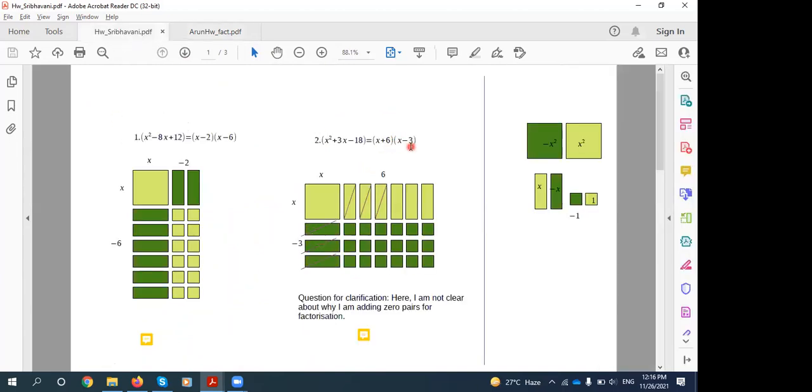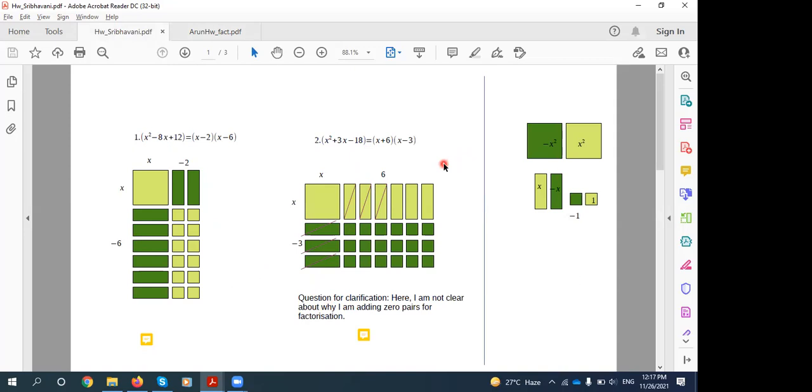But if one of them is positive and one of them is negative, then obviously positive times negative or negative times positive will give you a negative. So these two zones will have opposite signs, and therefore they will generate zero pairs. Okay, that's another way you can think of it. So zero pairs will be generated the moment you have a negative constant term. Okay, and therefore you bring in zero pairs.